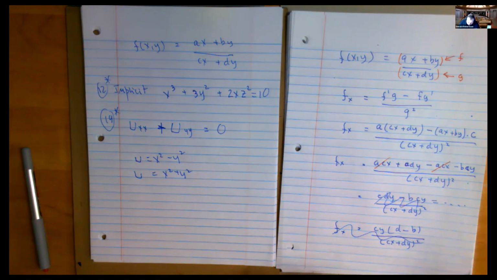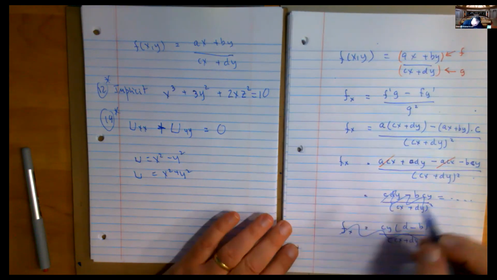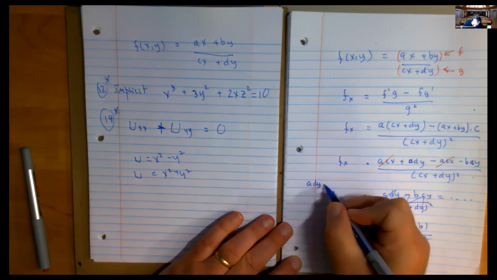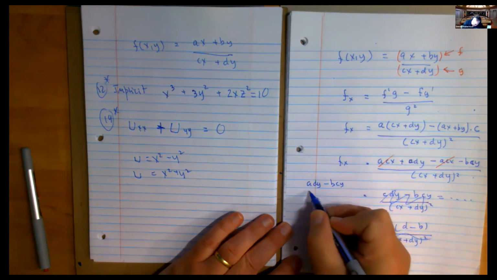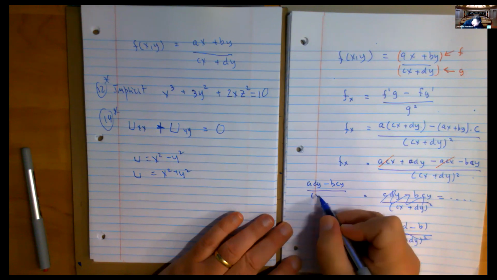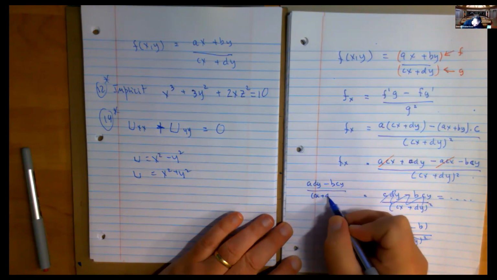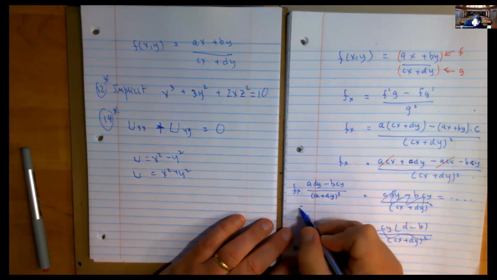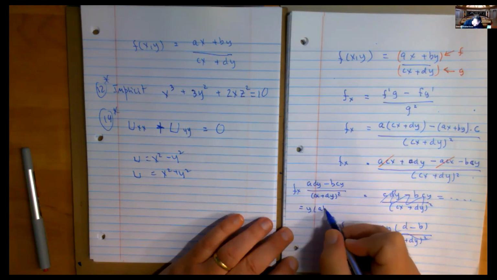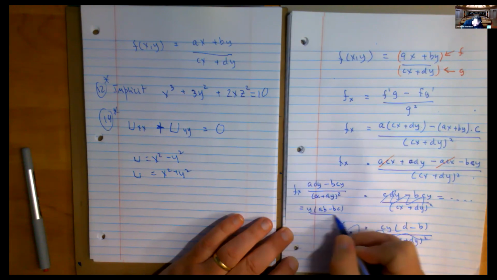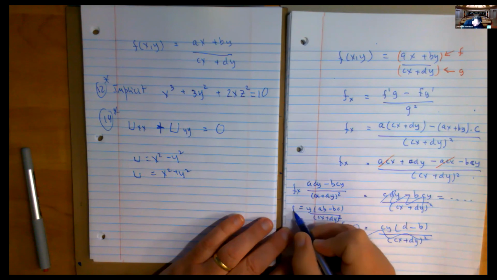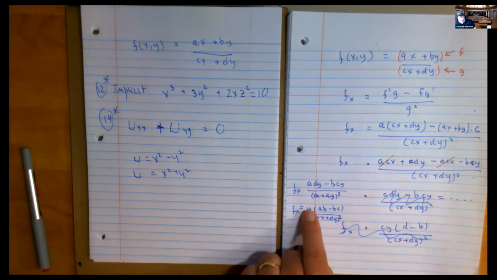It's actually not that hard to fix. I should fix it because they still kill each other off, so that's good news. So it's going to be ADY take away BCY over CX plus DY squared. And I can still pull out the Y, just not as nice a result. So this will be 0 when Y is 0, which is still true.